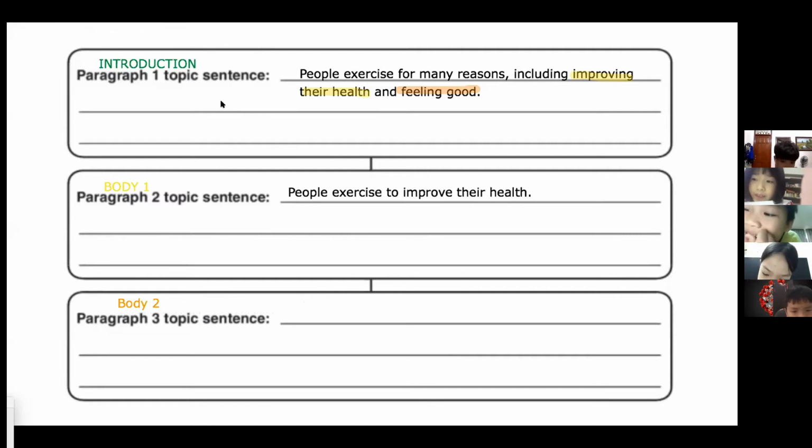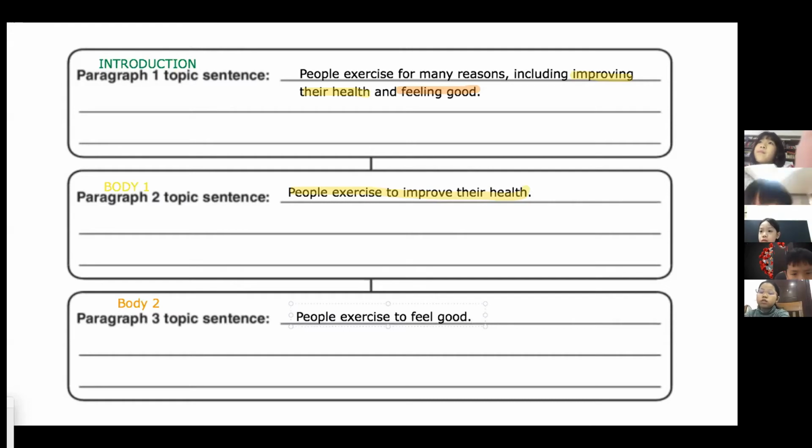We have our introduction topic sentence. People exercise for many reasons, including improving their health and feeling good. That's what our entire essay is going to be about. And then our body 1 or paragraph 2 topic sentence is people exercise to improve their health. What's going to be number 3? To feel good. Okay. Our third paragraph is going to be all about the ways that exercise can make you feel good.